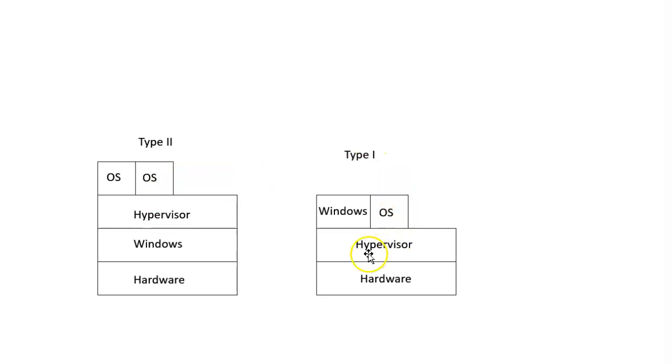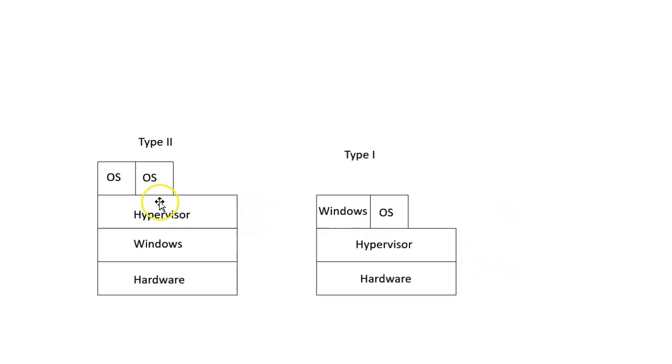However, in a type 1, we get rid of this Windows here. Windows becomes one of the guest operating systems. So you've got hardware, and the hypervisor is installed directly on the hardware. In essence, it is the operating system. And then you install the other operating systems on top of it.